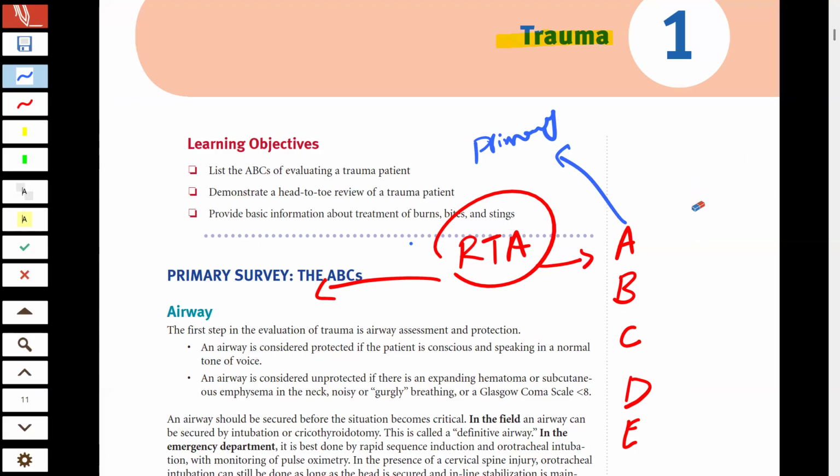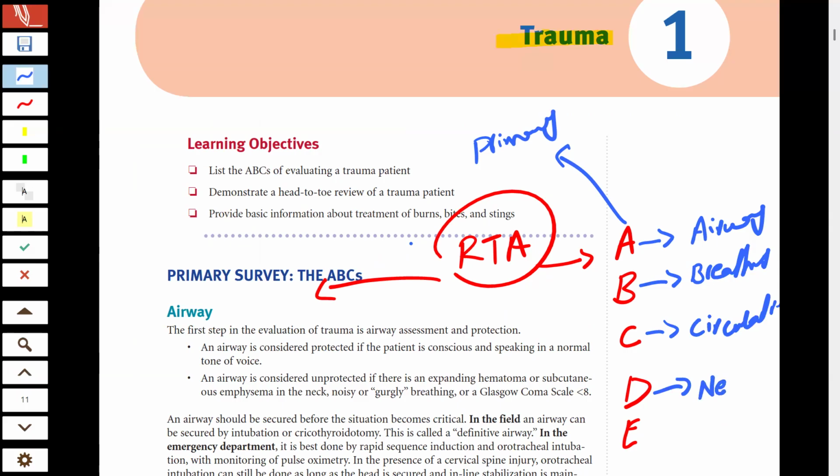A means airway. Always focus first on the airway, whether it is intact or not. B means that after the airway you focus on breathing. C means circulation. So you have to approach stepwise. D means disability: is there any neurological problem, such as disorientation? So you have to assess the patient.